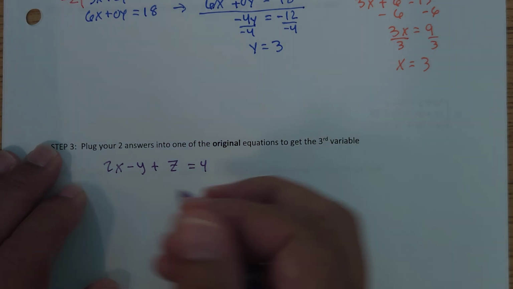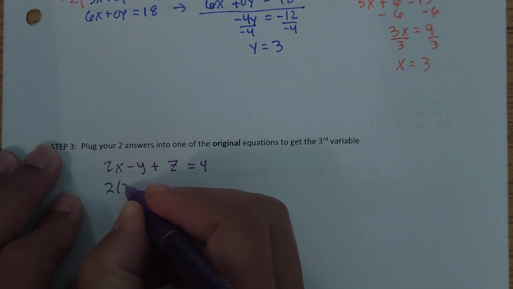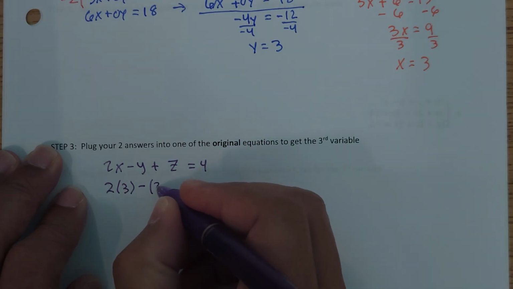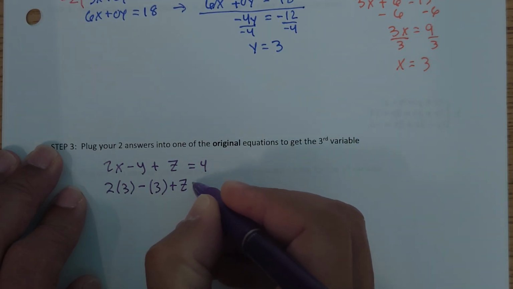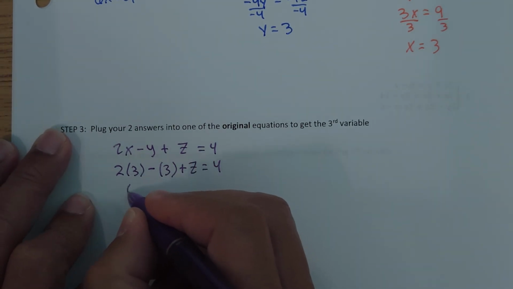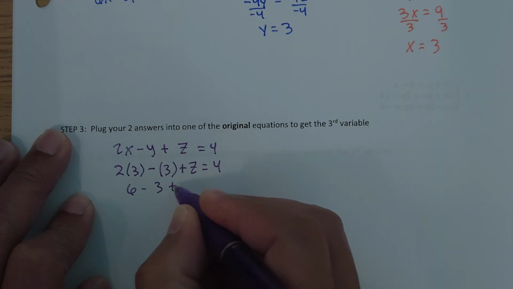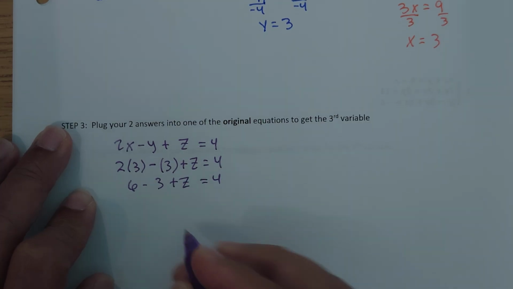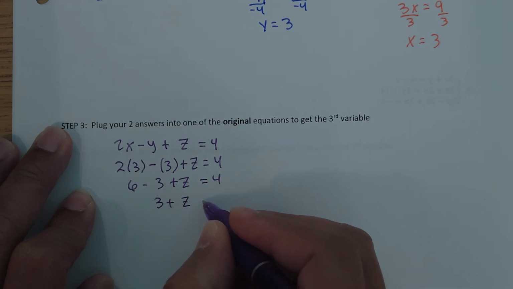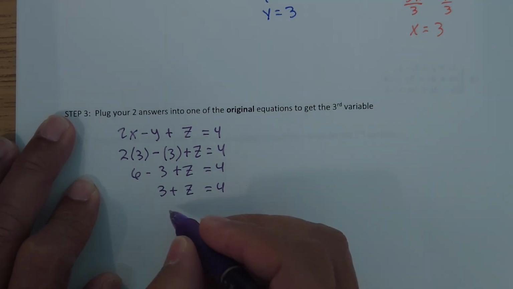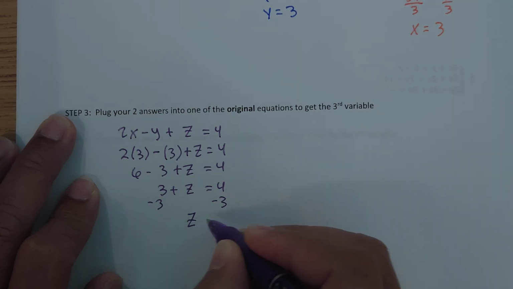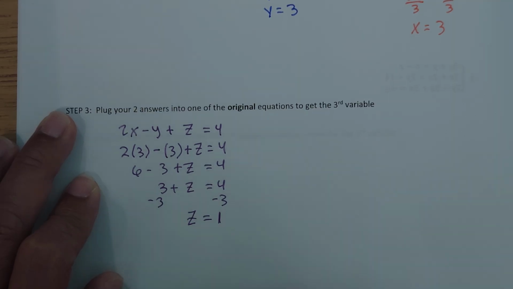So I'm going to write down 2x minus y plus z equals 4. But then for 2x, we know x is 3, so that means 2 times 3 minus y is 3. Okay, so 3 instead of y plus z equals 4. 2 times 3 is 6 minus 3 plus z equals 4. 6 minus 3 is 3, so we have 3 plus z equals 4. Then when you solve for z, you just subtract the 3 from both sides of the equation. So then we find that z is equal to positive 1.